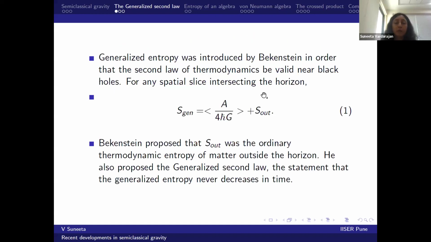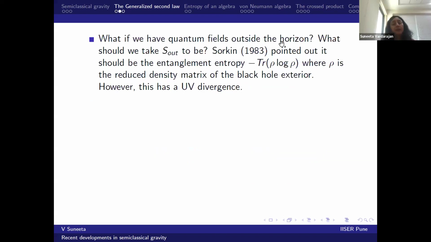What Bekenstein thought about was that S out is the thermodynamic entropy of matter outside the black hole. But what if we have quantum fields outside the black hole? Then what should we take this S out to be? And it was proposed by Sorkin many years ago that this S out should be the entanglement entropy.